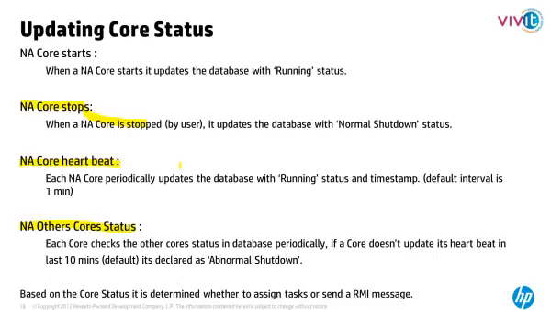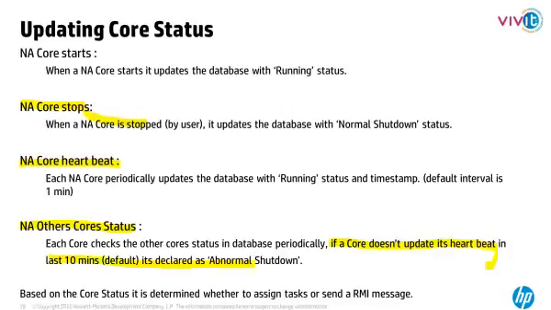So it's very simple. There are 4 important things we want to know. When a core starts, it goes to the database and says, I'm running. When a core stops, it says, I'm shut down, normally shut down. And the way we figure out an abnormal shutdown is based on the next 2 steps: each core has a heartbeat, and each core checks the other cores' status. I want to underline this last statement.